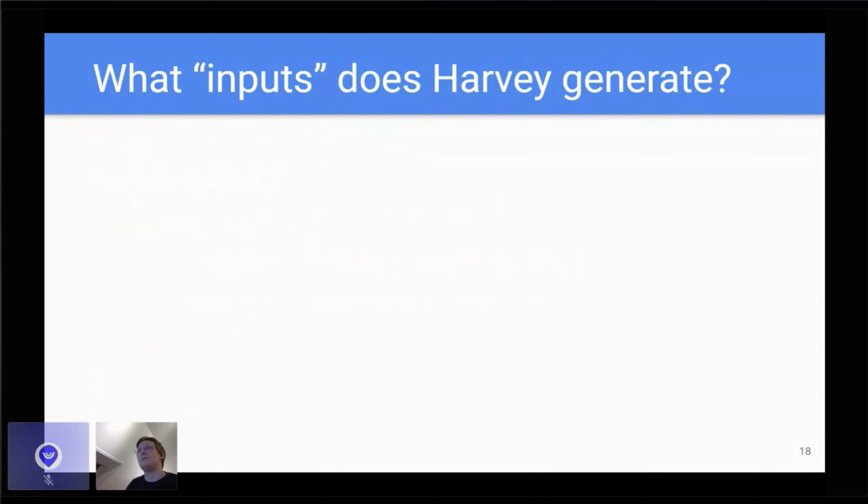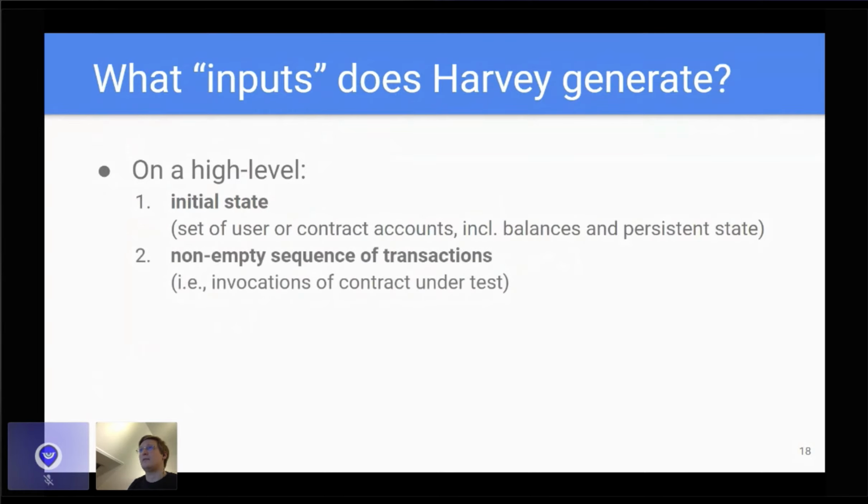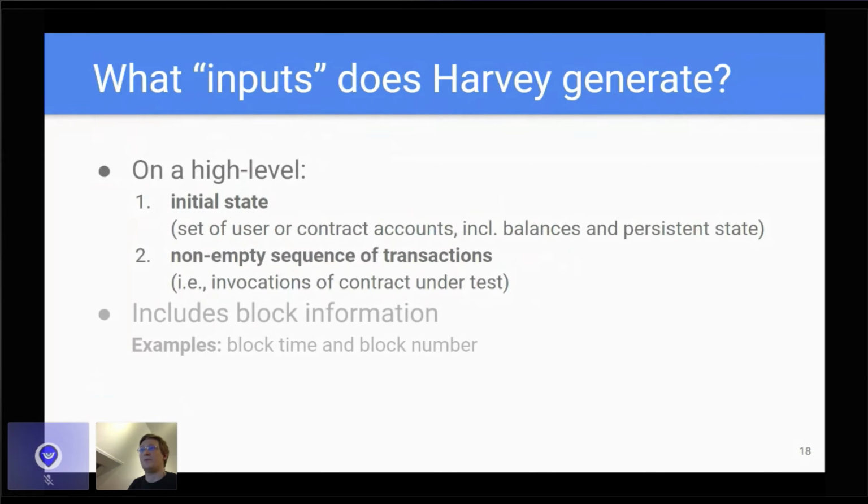So now, after explaining this a bit, let's look at what these inputs that Harvey generates look like. On a high level, each input has an initial state, and this is usually the state in which the system was deployed. So it has a bunch of users, and a bunch of contract accounts with balances and persistent state. The second component is a non-empty sequence of transactions. These are invocations of a contract under test, and this is what Harvey fuzzes.